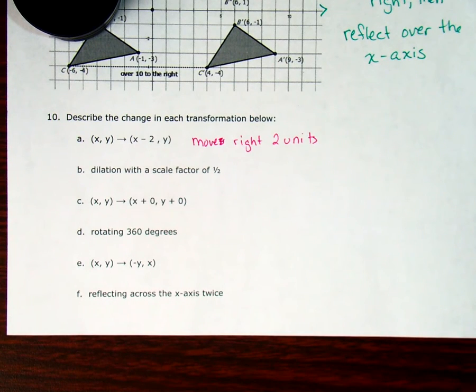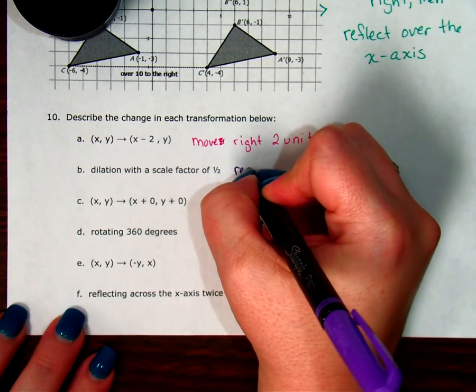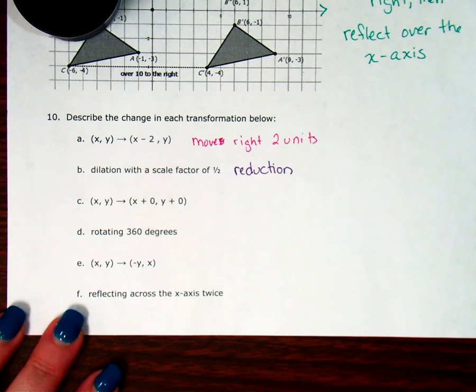B, a dilation with a scale factor of 1/2. What's going to happen with my figure when I dilate it by a scale factor of 1/2? It's going to be a reduction. So my change in my figure is going to be a reduction.